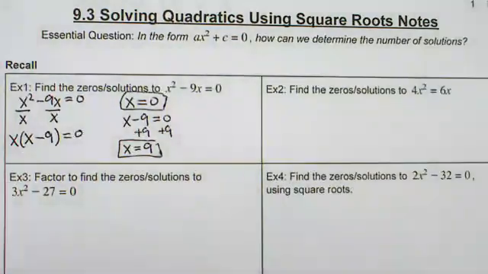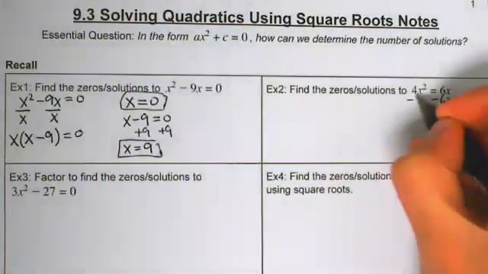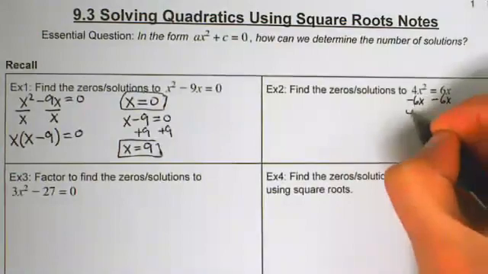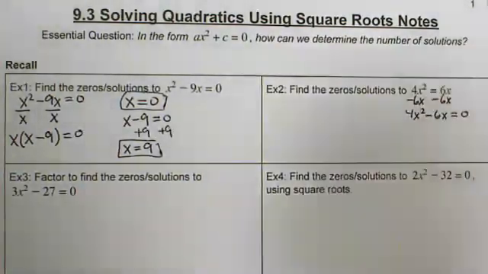Now, example 2 is pretty much the same problem again. And the only difference this time is that it is not already conveniently set up so that it says equals 0. So unfortunately, we have to do a little bit of work ourselves. So I'm going to begin by subtracting 6x in order to set the whole thing equal to 0. So we have 4x squared minus 6x equals 0.